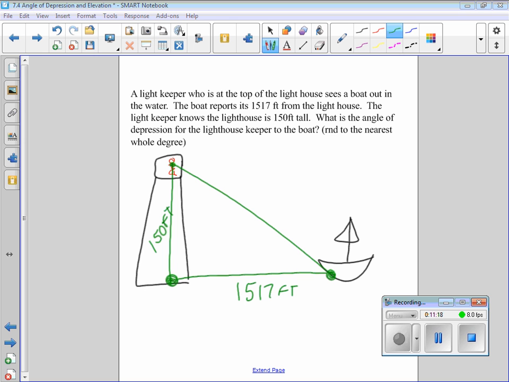Okay, so there's the final drawing. Now they're asking, what is the angle of depression for the lighthouse keeper? If I draw out horizontal, the angle of depression is right here. Now I know from previous work that's the same as this angle down here. So I'm going to find that angle down there using my trig, because I use the inside angles of a triangle to find angles. Once I find that red dot angle, I can simply say that's the same as the angle of depression in this problem.